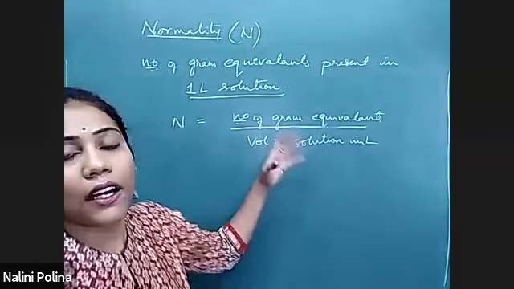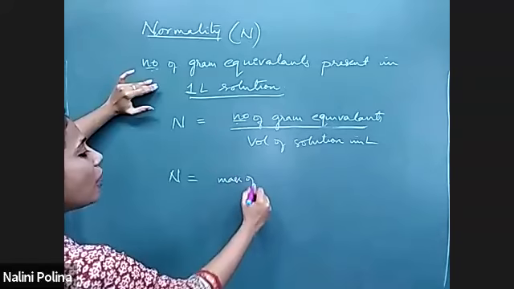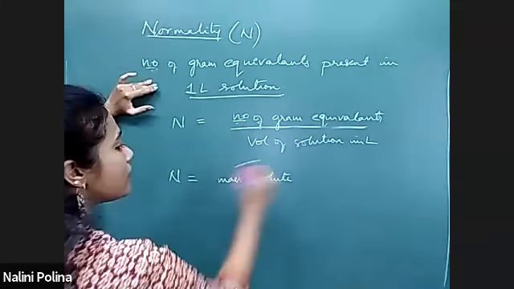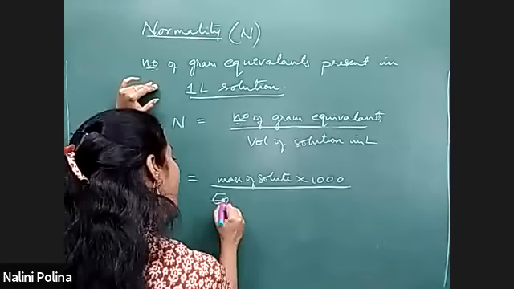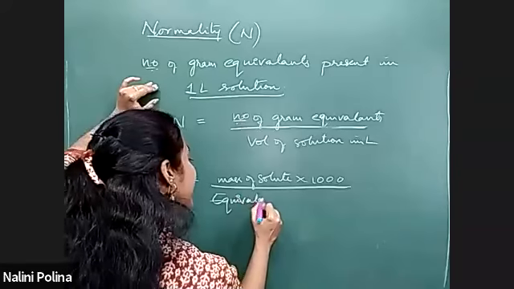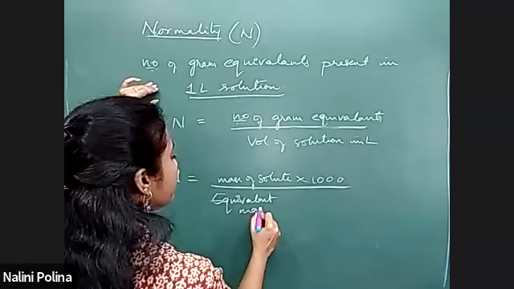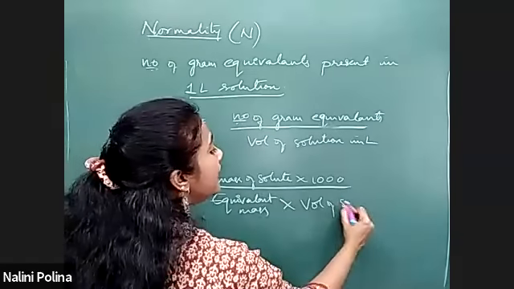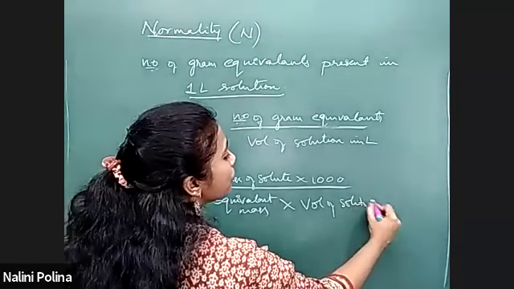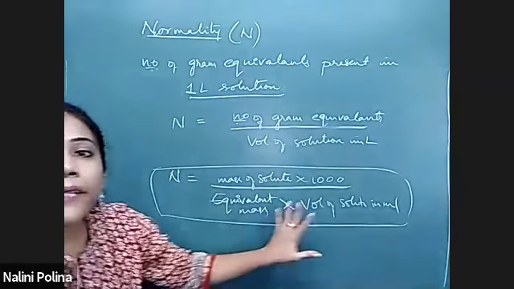If we elaborate this formula, we can write it this way. It is mass of solute into 1000 divided by, instead of molar mass, we have to consider equivalent mass into volume of solution in ml. So this is the formula you should actually use for the numericals.